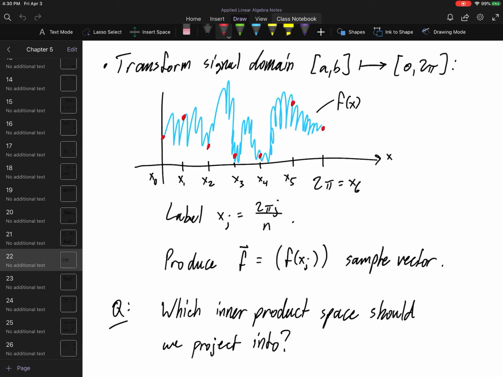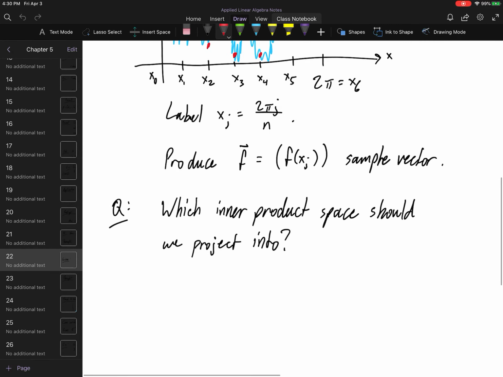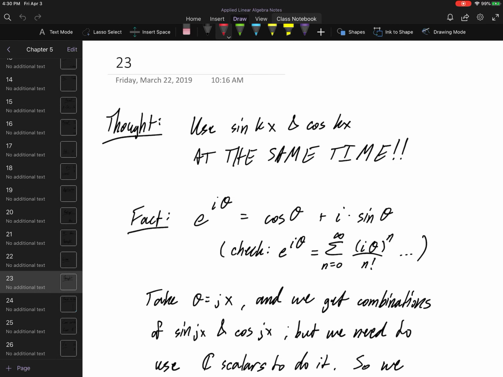And this produces a sample vector. If we look at all the red points, we ask what our function looks like on this transformed domain. So again, we're trying to create a projector, so what are we going to project onto? I suggest that we don't really need to choose between sines and cosines. In fact, we are going to use both of them simultaneously. Sines and cosines are both important here, and we need to have both.